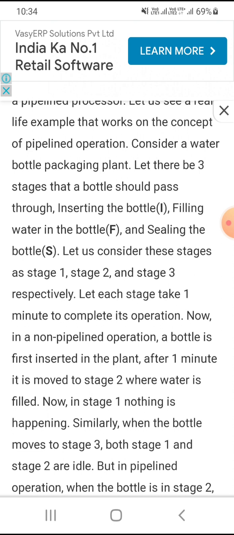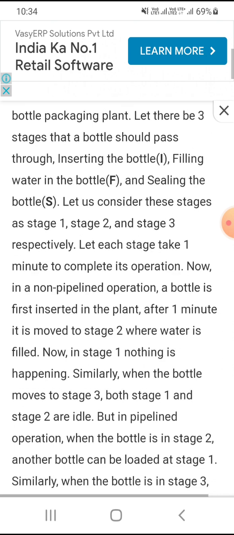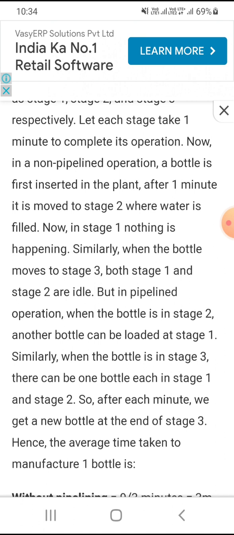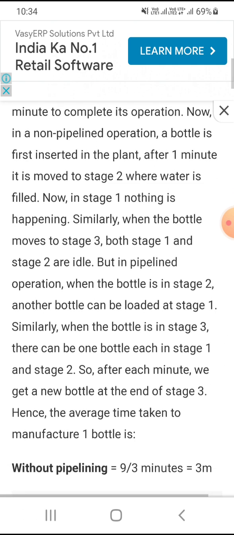Now consider a non-pipeline operation. A bottle is first inserted in the plant. After 1 minute, it is moved to stage 2 where water is filled. Now in stage 1, nothing is happening. Similarly, when the bottle moves to stage 3, both stage 1 and stage 2 are idle. But in the pipeline operation, when the bottle is in stage 2, another bottle can be loaded at stage 1. Similarly, when the bottle is in stage 3, there can be one bottle each in stage 1 and stage 2. So after each minute, we can get a new bottle at stage 3.